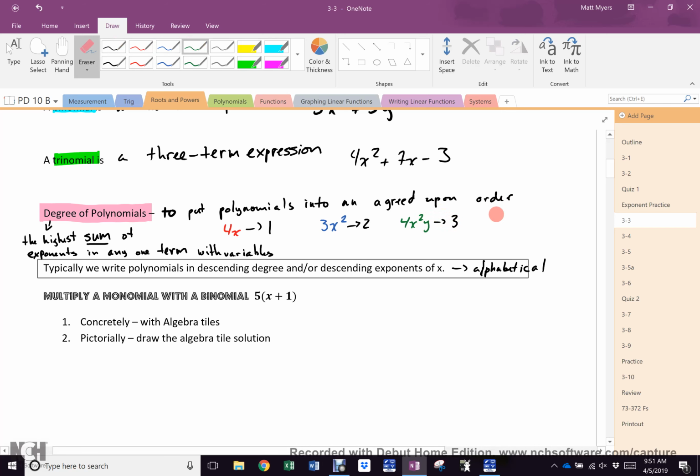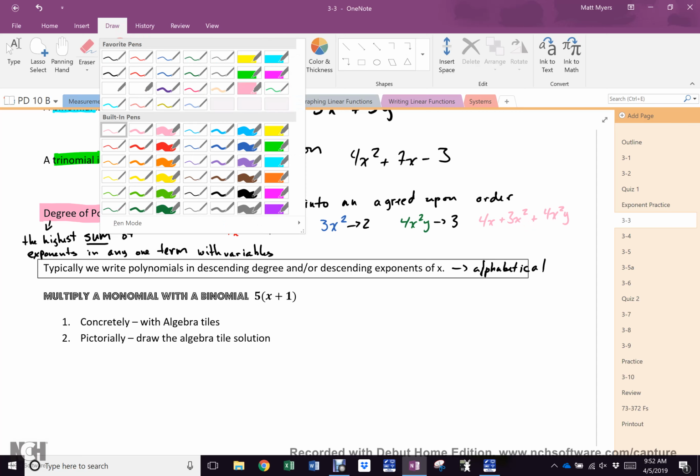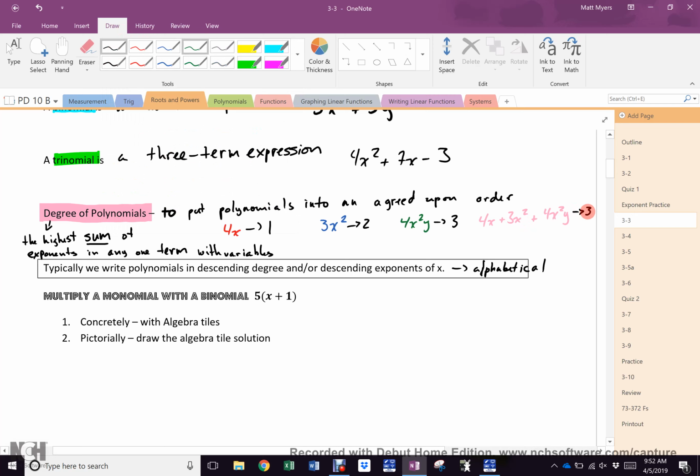No, wait. Wait. Highest sum of exponents in any one term. So this is still a third degree polynomial. Okay? Mr. Kenny, what maybe? Oh, yeah. Everybody cool? So this guy is still a third degree.